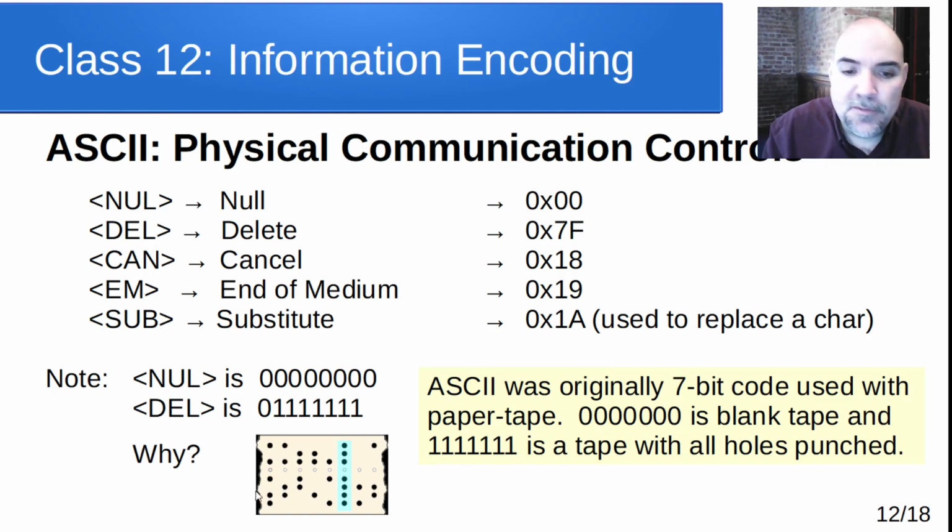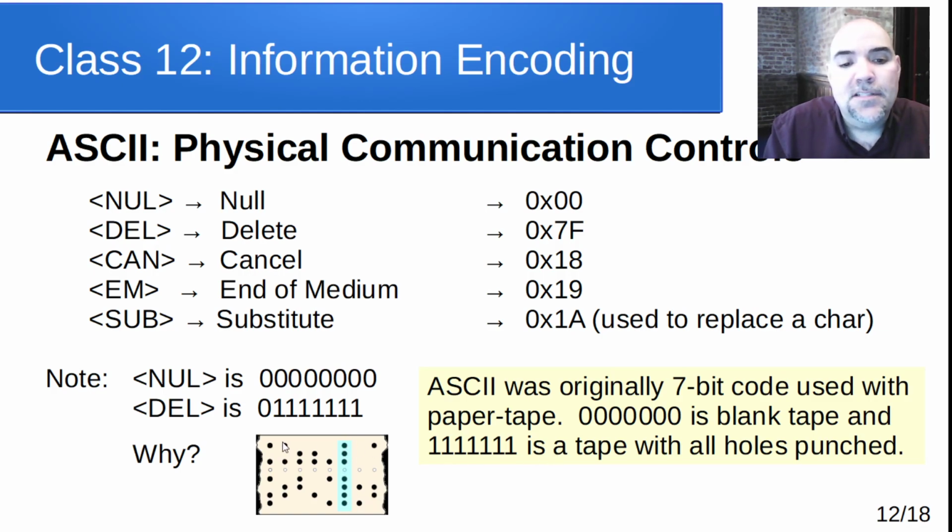All zeros means tape that hasn't been punched at all. That's why it's null. It means nothing. There's nothing there. It's all zeros. Nothing's been punched. There's no pattern on the tape. It's blank. And all ones, seven ones, like you see there in the highlighted blue area, is all of the holes have been punched out.